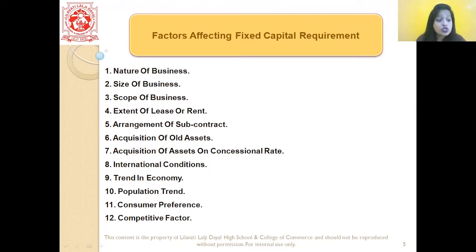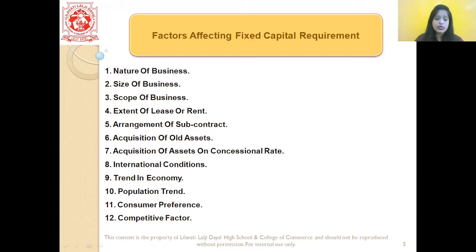Next one is international conditions. Herein, the companies which are expecting war may decide to invest large funds to expand in fixed assets, because there is a war that is going to happen. That is the point of time you will acquire more fixed capital, because you will produce a little bit more in order to store goods for the future. So if a large scale organization deals at the international level, they will require a more amount of fixed capital.